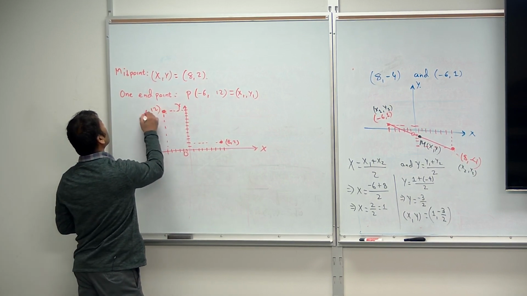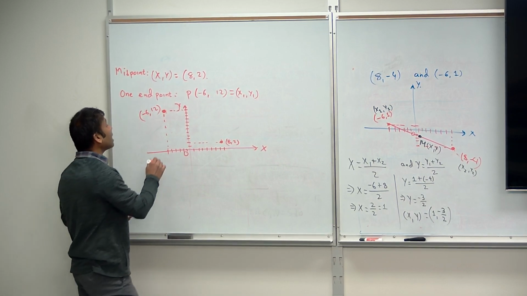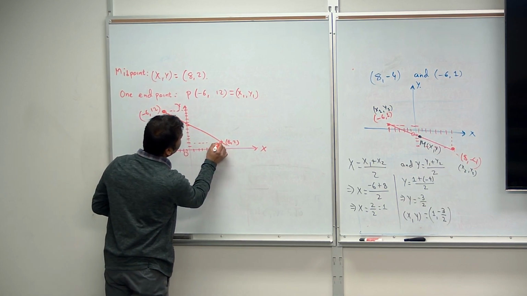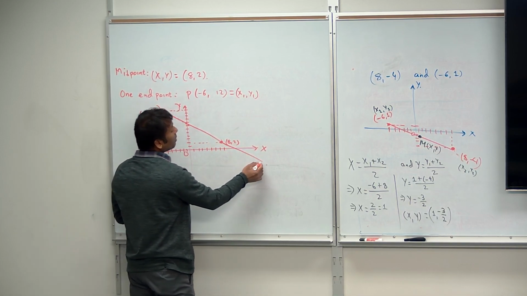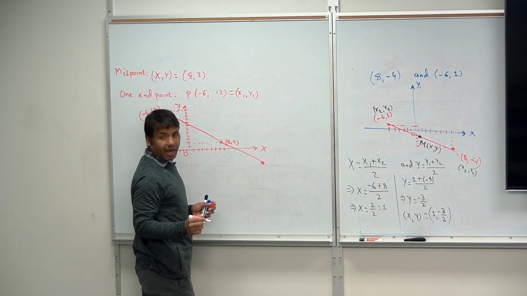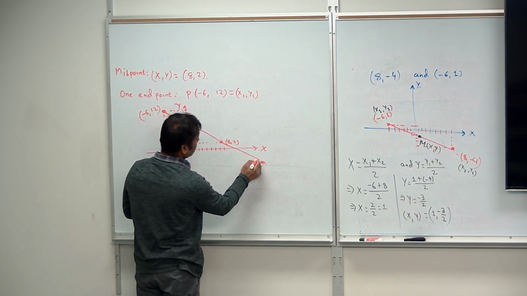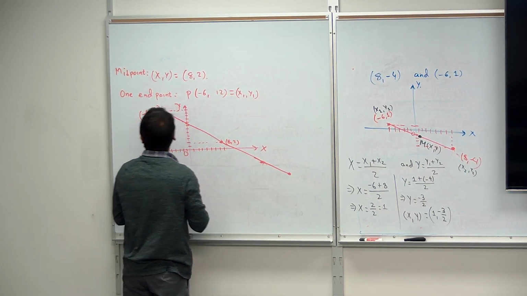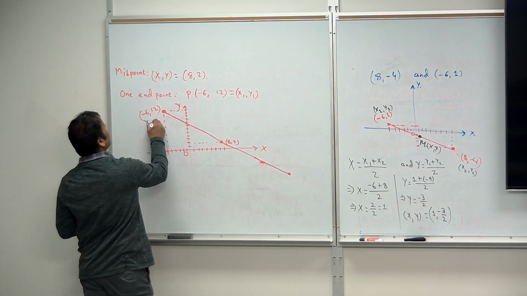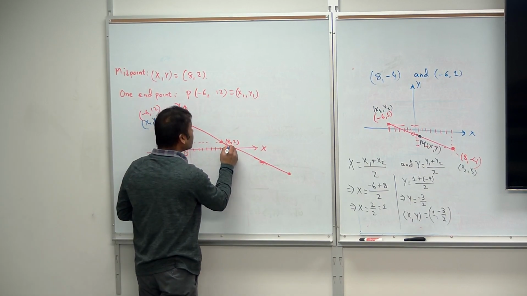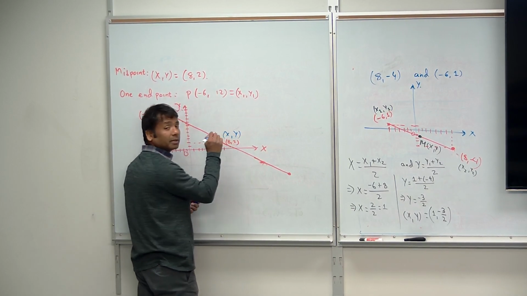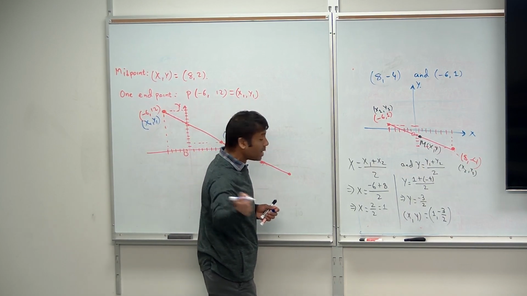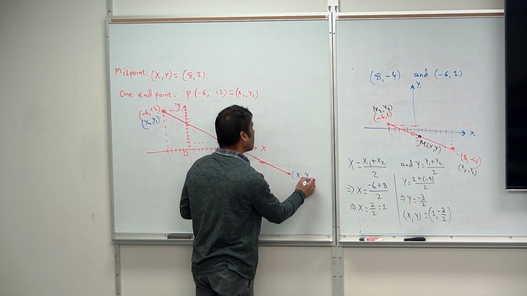Are you guys with me? Now we need to find out the other endpoint. This is the midpoint, and the other endpoint may be somewhere here, who knows? Let's say this is x1, y1, one endpoint. This is the midpoint, x, y, which is given. We need to find the other endpoint, which is x2, y2.